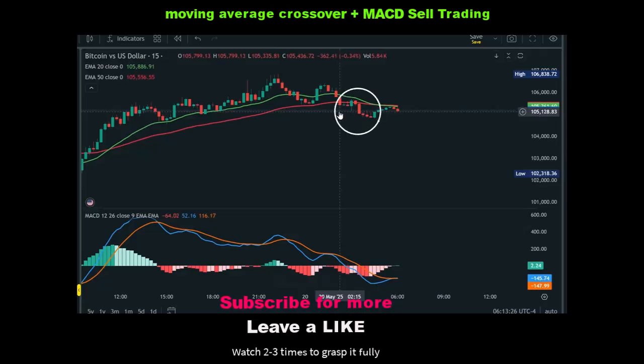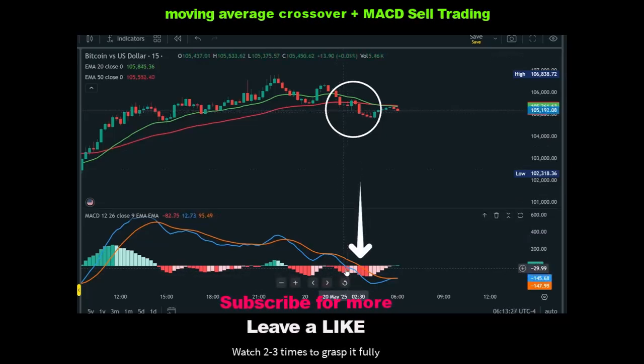The price is consistently moving below the 50 EMA, which is our red line, a classic sign of bearish pressure. And at the same time, the MACD blue line is trending below the 0 level, which confirms that the momentum is also bearish. So what did I do next?